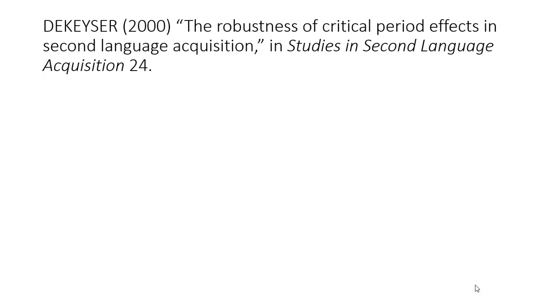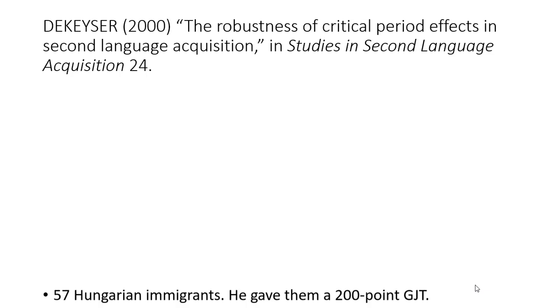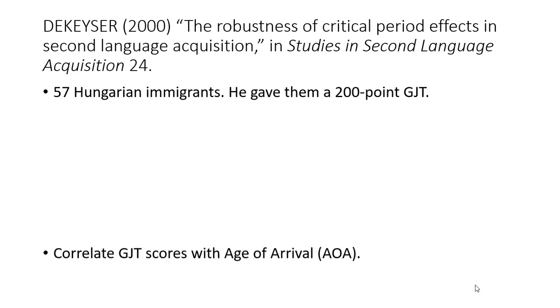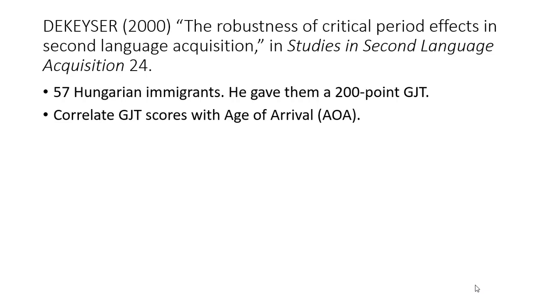The data that we're going to use is data that we had used before. This is from DeKeyser 2000, the robustness of critical period effects in second language acquisition. Here he had 57 Hungarian immigrants, and he gave them a 200-point grammaticality judgment test. And he's going to correlate the grammaticality judgment test scores with the age of arrival, to see if there's a connection.